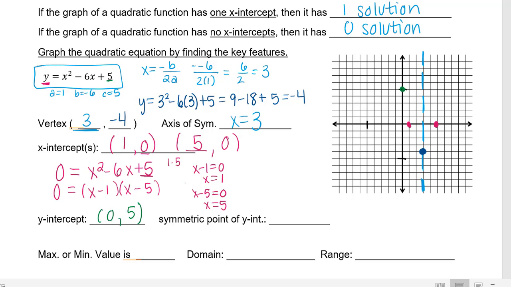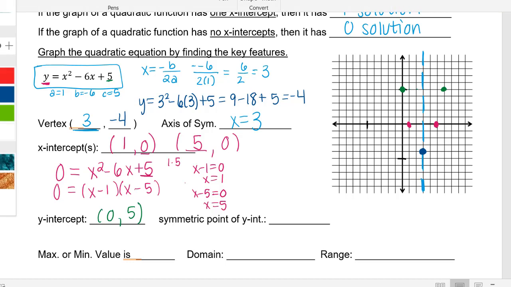To find the symmetric point, we're going to count from our y-intercept to our axis of symmetry. So we're going to go from our y-intercept 1, 2, 3, and then go 3 on the opposite side, 1, 2, 3. Again, it should be the same distance from your symmetric point to your axis of symmetry as from your y-intercept to your axis of symmetry. And then we have our 5 points.